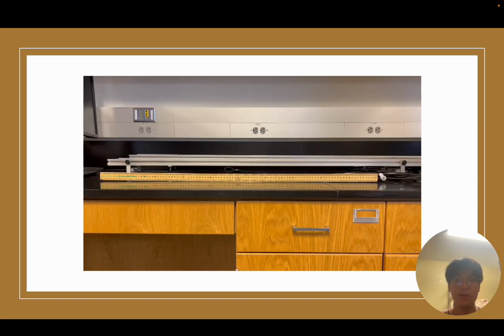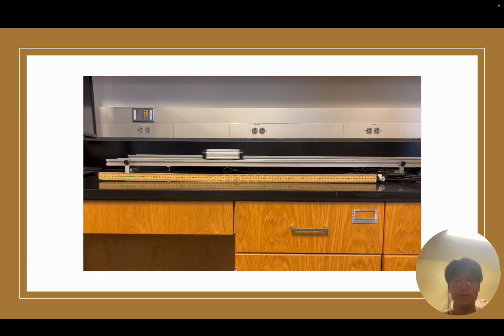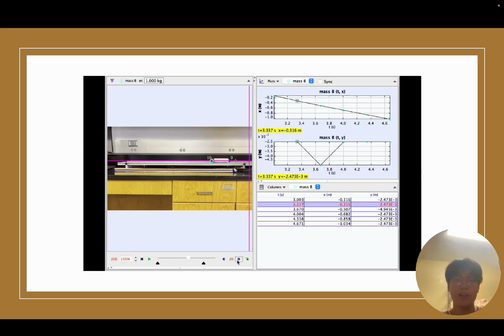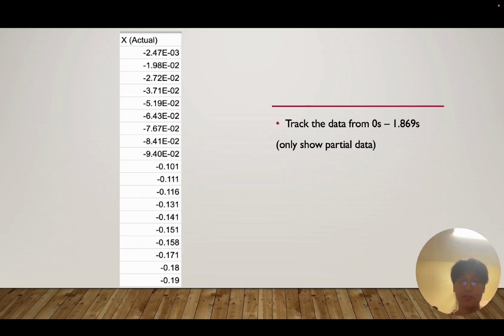So this is our video. This is how we're using Tracker to analyze the motion. So we get the data from 0 seconds to 1.869 seconds. This graph only shows partial data.